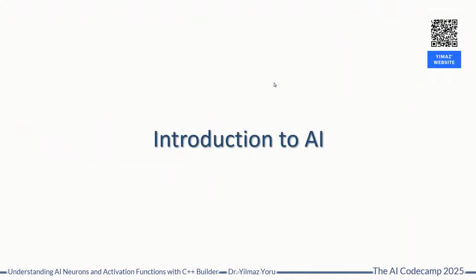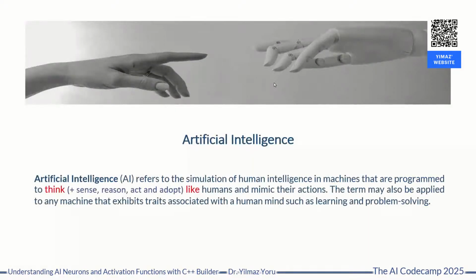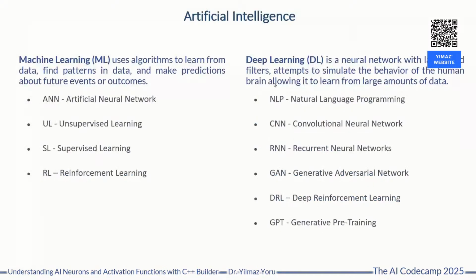Now let's start with some introduction. AI refers to the simulation of human intelligence in machines that are programmed to think like humans and mimic their actions. The term may also apply to any machine that exhibits traits associated with a human mind, such as learning and problem solving. And in general, there are two kinds of fields in artificial intelligence: machine learning and deep learning. Machine learning uses algorithms to learn from data, finds patterns in data, and makes predictions about future events or outcomes.